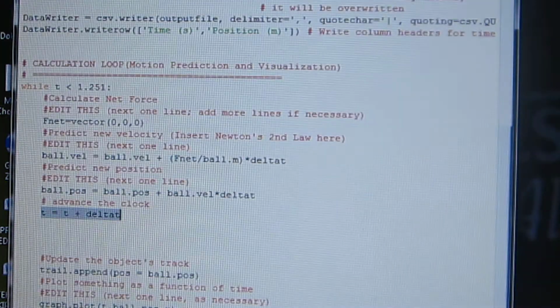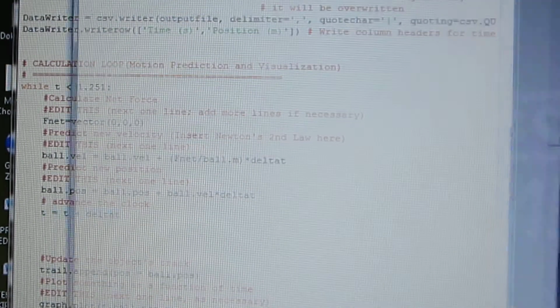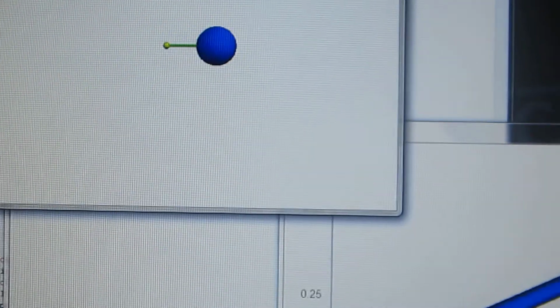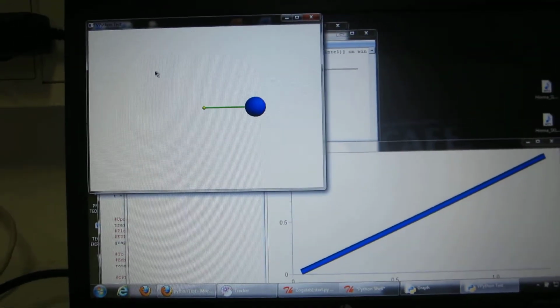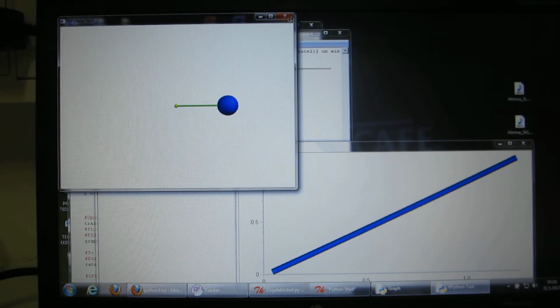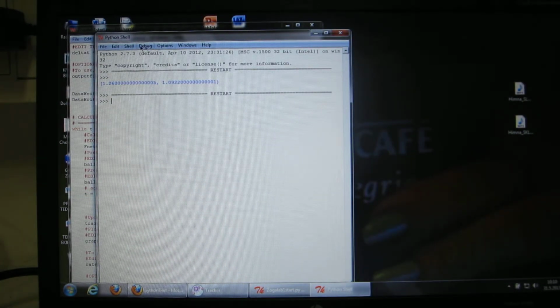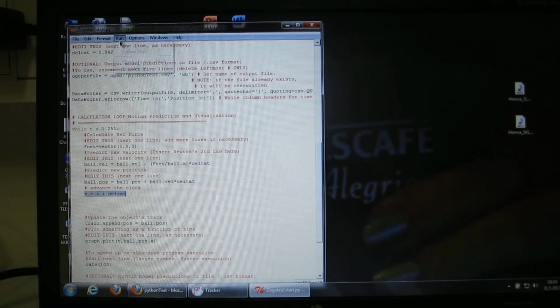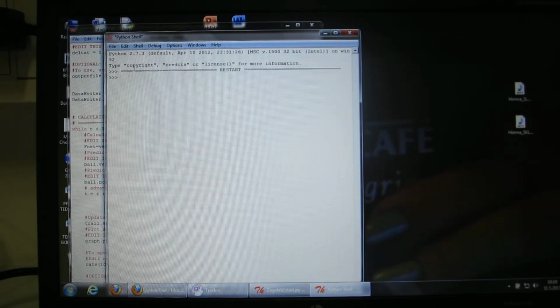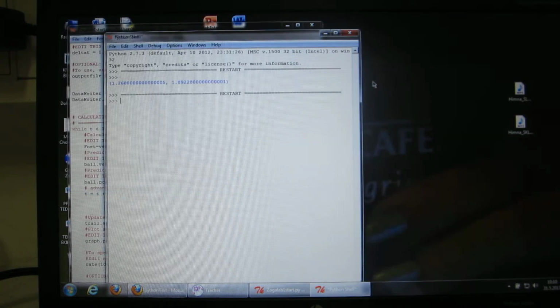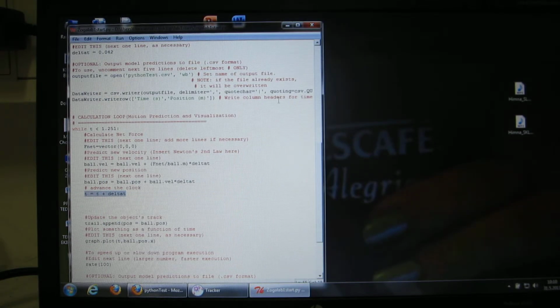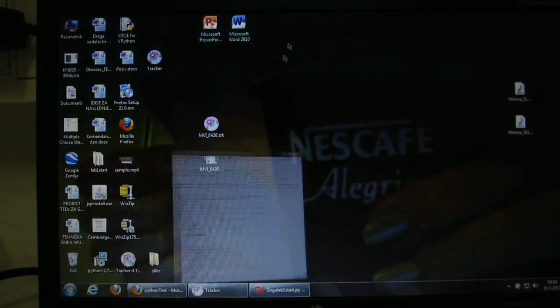Let me run this and see what we get. Let me run this again. So you see the ball moving to the right this time. This is a graph of constant velocity. And now let me compare these two things.